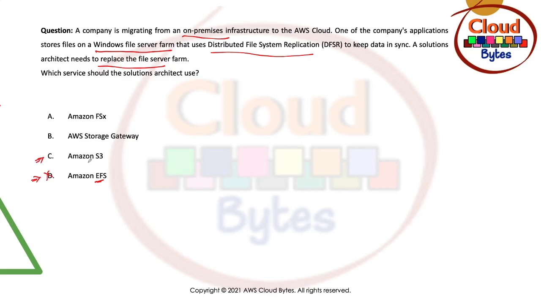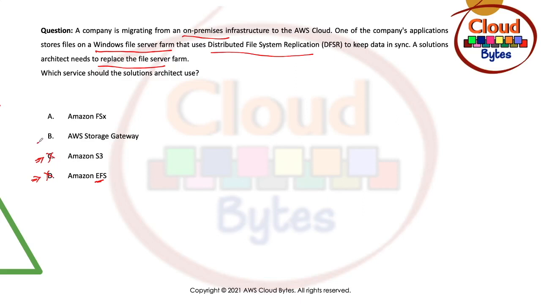Let's talk about the second option, which is Amazon S3. Amazon S3 is not suitable because it stores objects rather than a file system, and it's not a replacement for what you have in the Microsoft file system. So you can discard this option too.